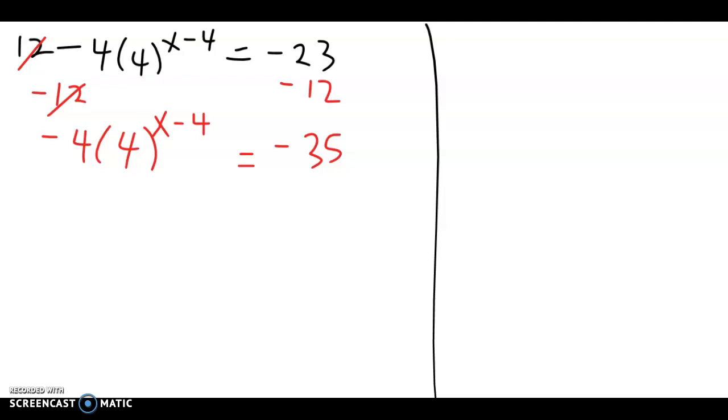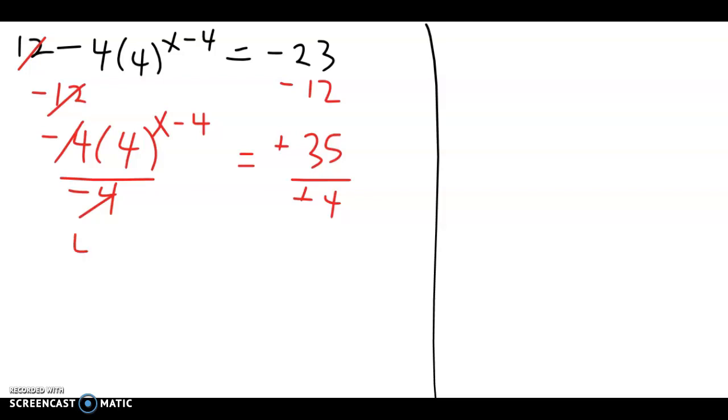Now we are not done yet. We want 4 exponent x minus 4 to stand on its own, but we have a coefficient of negative 4. We have a negative 4 multiplying that exponential expression. So we have to isolate that exponential expression by dividing both sides of the equation by negative 4. So this becomes positive. If you divide 35 by 4 on your calculator, that is 8.75.